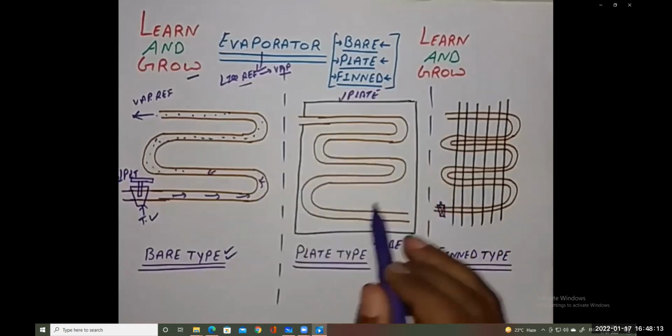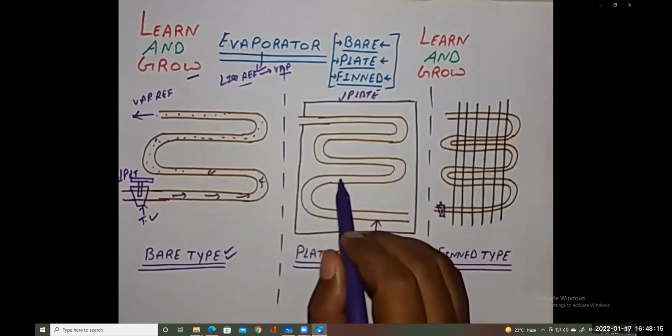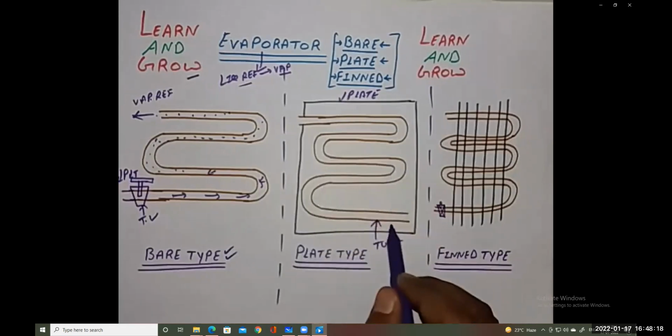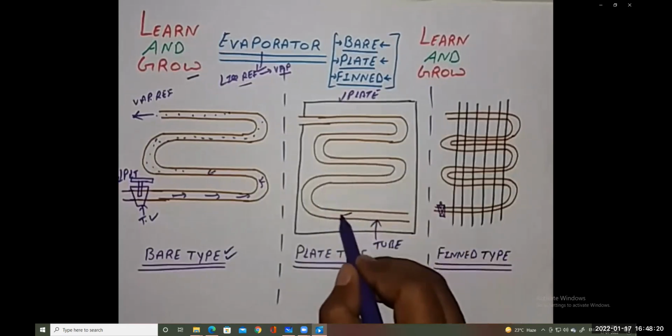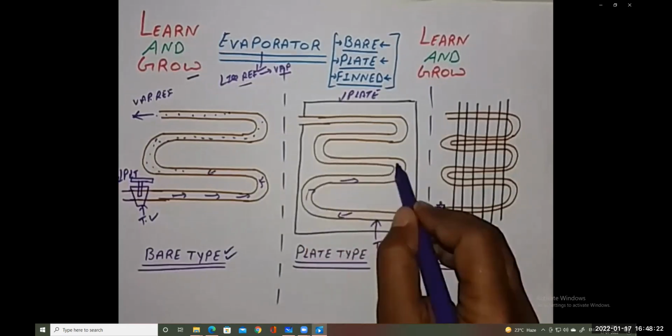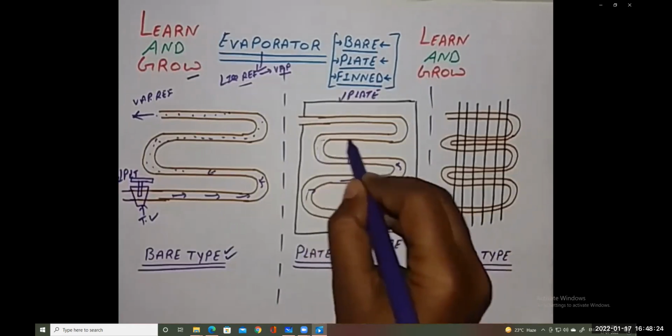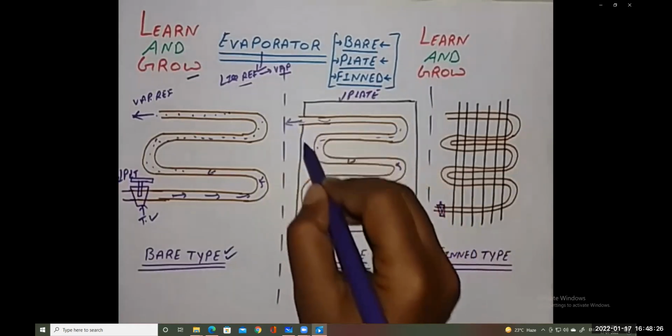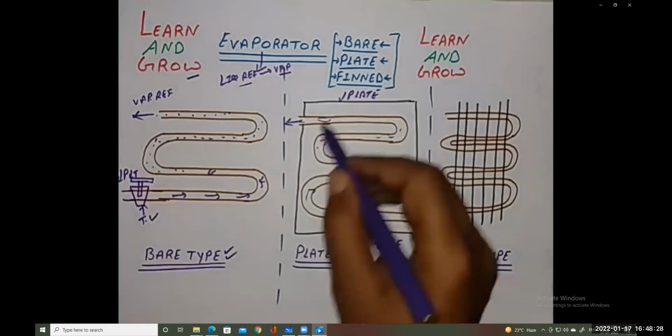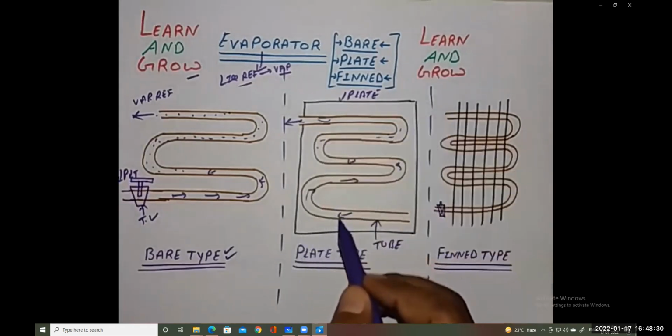या दोनों प्लेट्स को प्रेस करके उनके अंदर एक ट्यूब बना दी जाती है। तो किसी तरह से भी प्लेट के साथ अंदर ये ट्यूबिंग लगा दी जाती है और उसके अंदर से रेफ्रिजरेंट फ्लो करता है और वहाँ की हीट को एक्सट्रैक्ट करता है और वेपर में कन्वर्ट होता है और फिर वो चला जाता है कंप्रेसर के पास। अब देखिए, ये प्लेट जो लगाई गई है ये क्यों लगाई गई है?